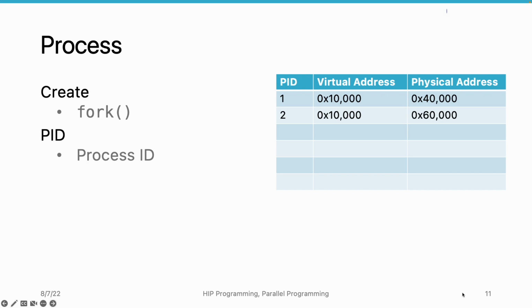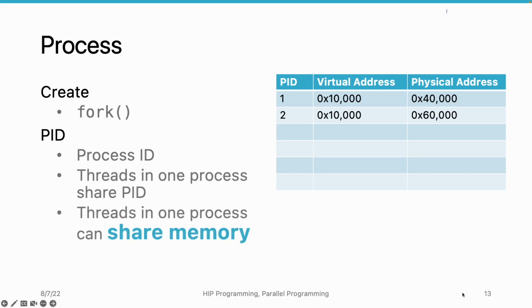However, if the thread in process 2 translates address 10000, it will get a physical address of 60000. The data at physical address 60000 is not the same data as at physical address 40000. This example shows the threads in the same process can share data, while threads in different processes cannot easily share data. Sharing memory is both a good thing and a bad thing. It depends on what you need.